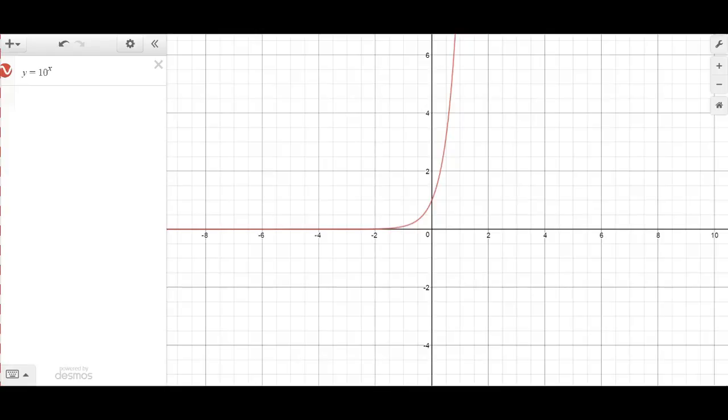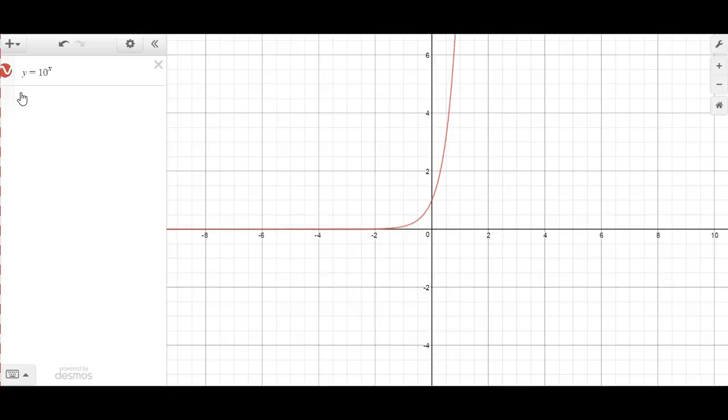Okay, we're going to look at properties of exponential graphs. So as I vary whether things are positive or negative in here, or whether they become like x or 2x or 3x, how does that change the look of my graph? So let's have a look at that.